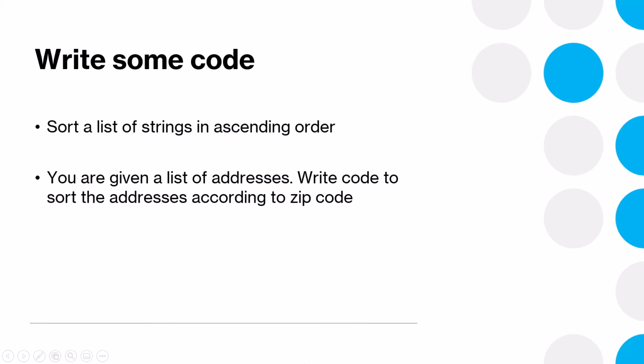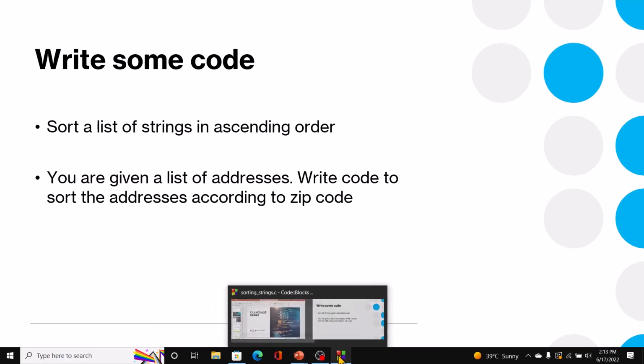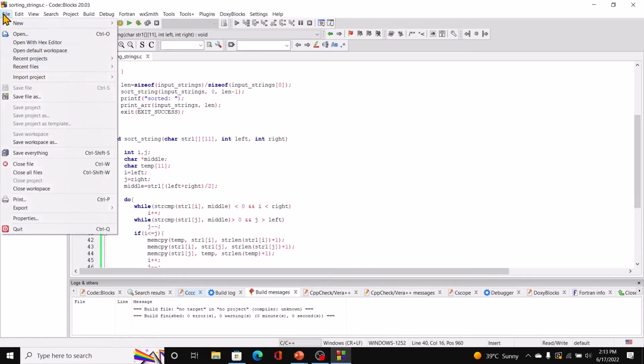Next program, you're given a list of addresses. Write code to sort the addresses according to zip code. Okay, so for this we need to use structures. Let's go back to Code::Blocks and we start a new file.